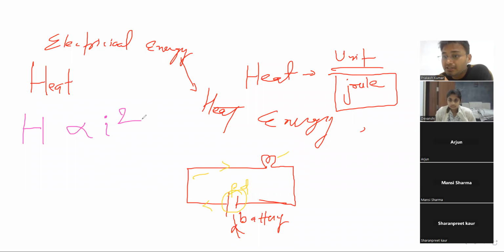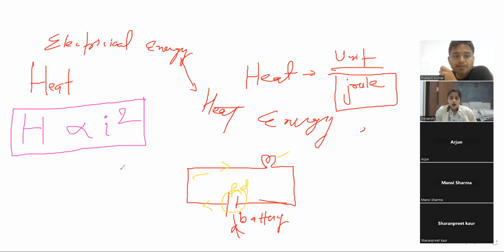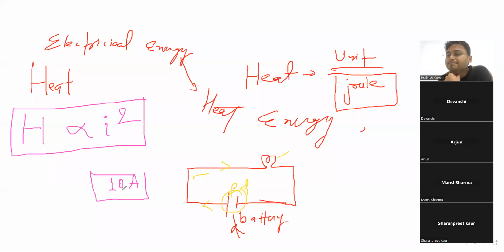For suppose in your question, if the question says heat is directly proportional to I square, what does it mean? I'm giving you a question. All of you ready for the question? For suppose a current of 10 ampere is flowing in a wire, okay? Now, if I double this current to 20 ampere, how many times will heat increase?